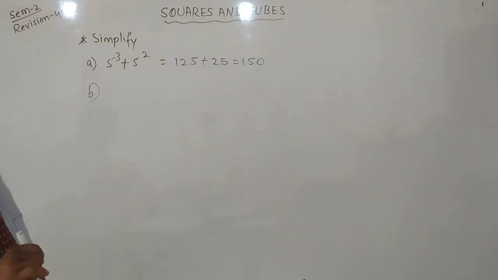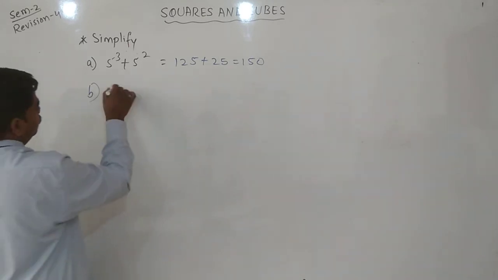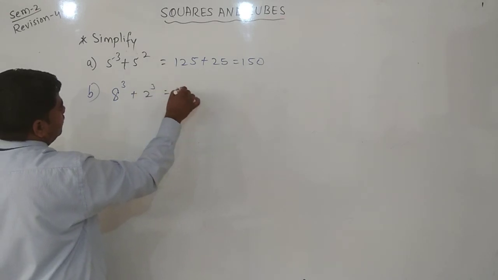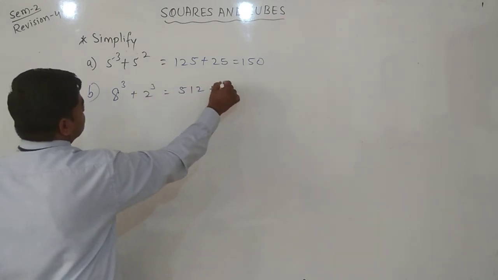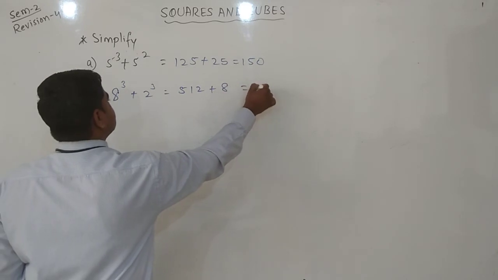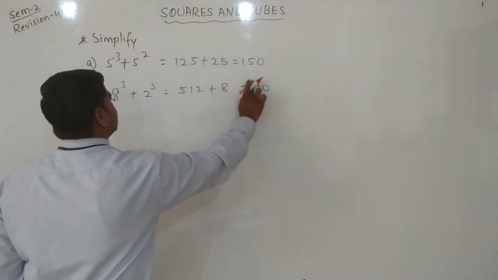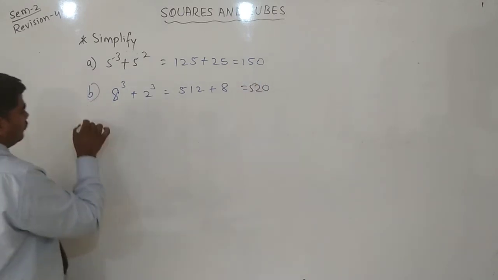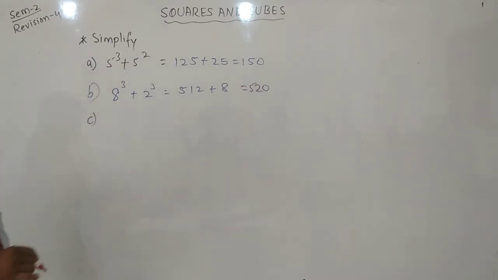8 cube plus 2 cube. What is 8 cube? 512, plus 2 cube is 8. 520 is the answer. Yes or no? Next, you can write any number.